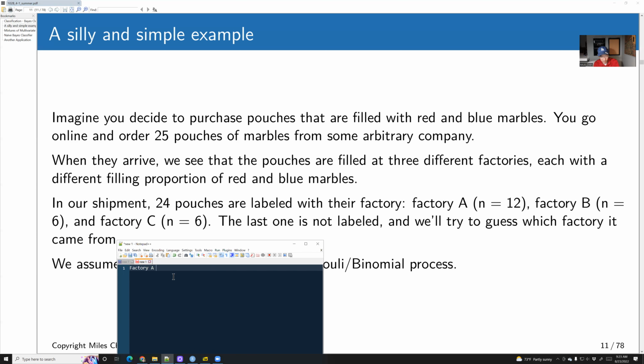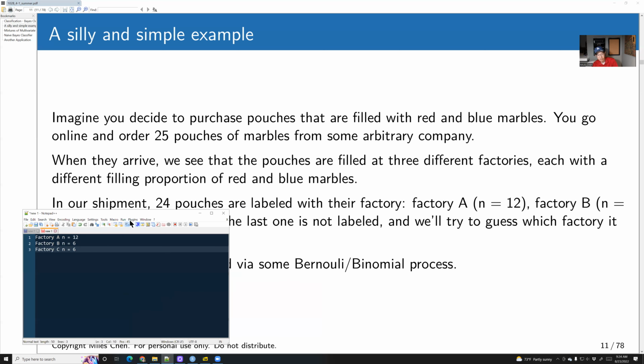For factory A, we have 12. For factory B, we have 6, and for factory C, we have 6. So this is what we have in our training data.